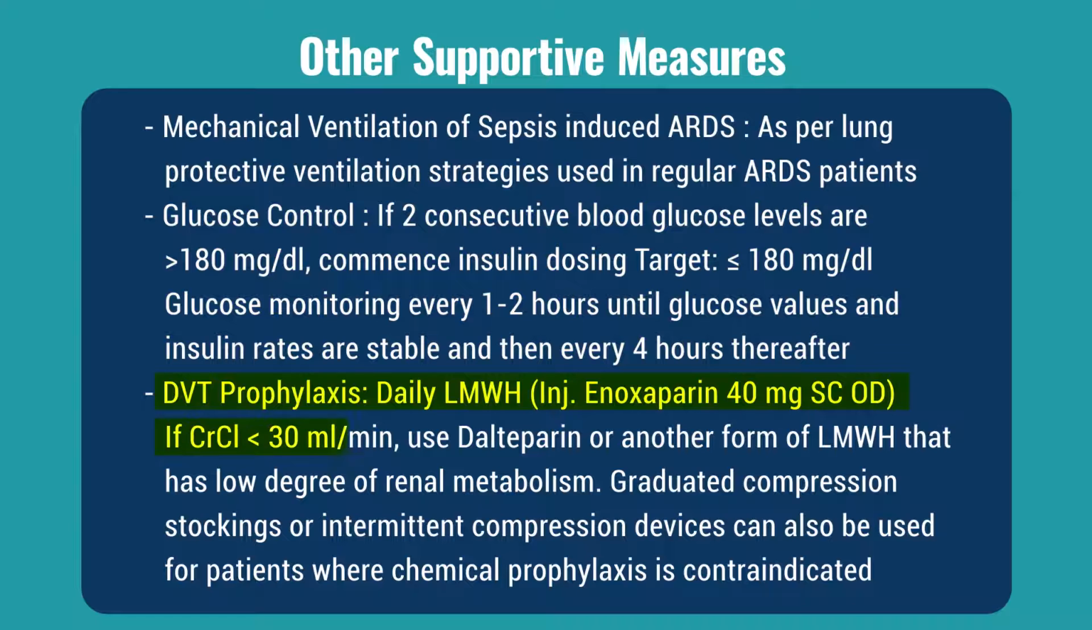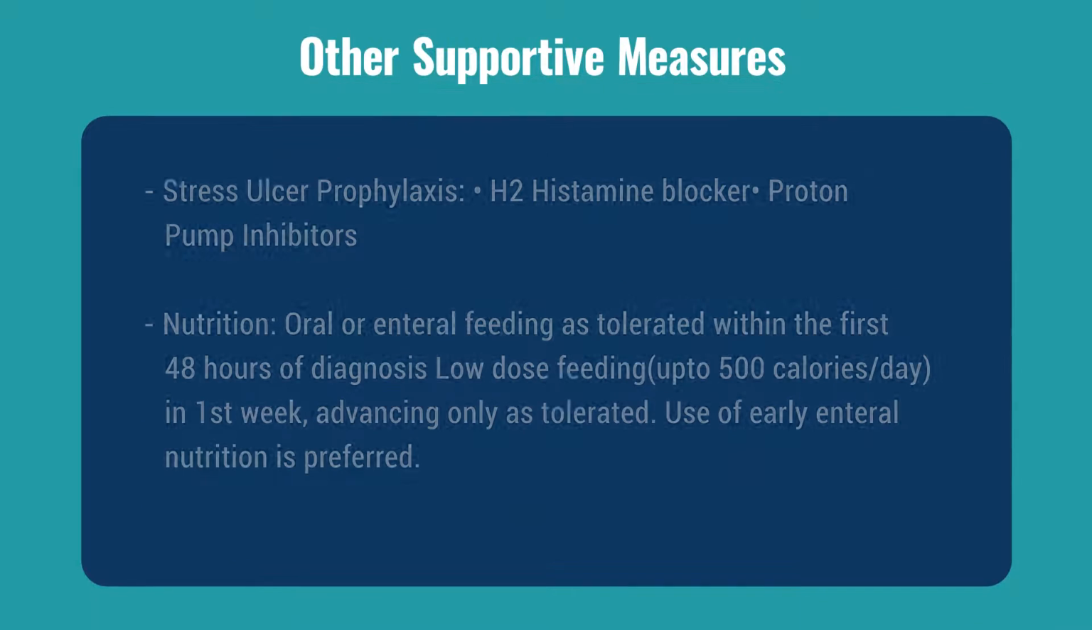Deep vein thrombosis prophylaxis is also important in such patients, as we had discussed earlier about the prothrombotic tendencies in such patients. So low molecular weight heparin is commonly used. If patients cannot be started on chemical deep vein thrombosis prophylaxis, we use physical methods like graduated compression stockings or intermittent compression devices where they can be started on patients.